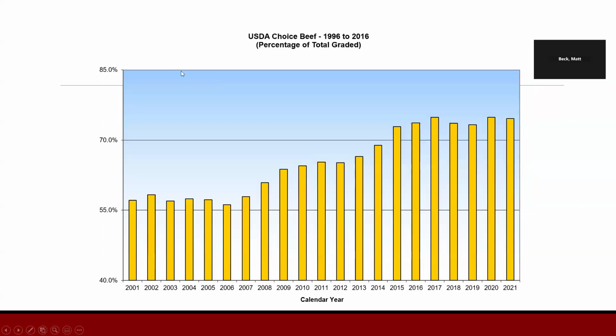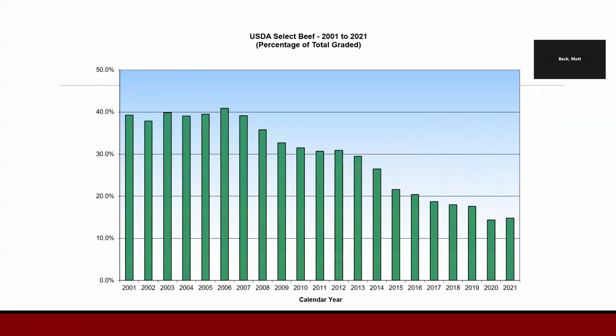Okay. Not as drastic, but a similar story for choice. Up and along. All of a sudden, we're seeing an increase in cattle that are grading choice. Conversely, as you'd expect, we have more cattle grading choice and prime, so we're going to have less cattle grading select.